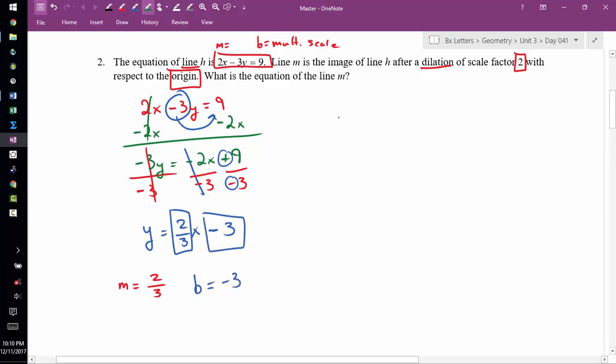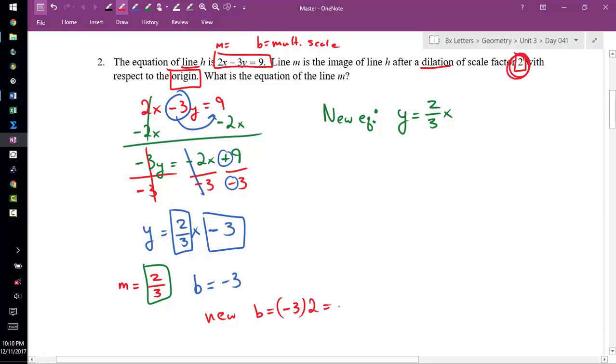So when we go to write our new equation, it's going to be parallel, so it needs to have the same slope, 2/3 x. But this y-intercept is going to become a new b. It's going to be the old y-intercept times our scale factor of 2, which will become -6. And that's why the new equation will be y equals 2/3 x minus 6.